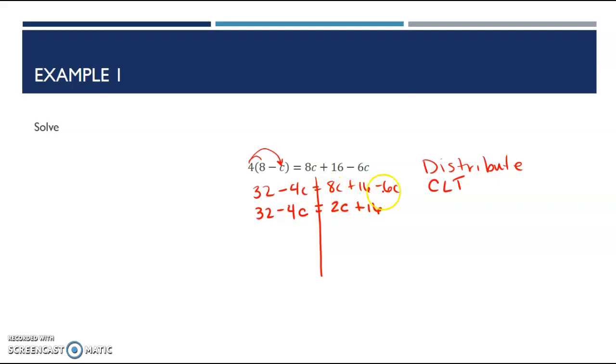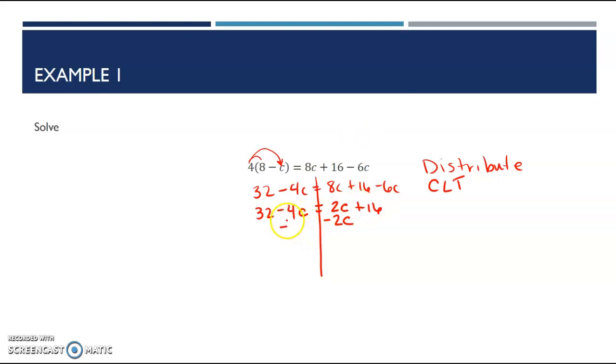So again, because they are on the same side of the equal sign, we just follow the sign or the operation and go from there. So this was 8c minus 6c, which gives us 2c. From here, now we've got the variables on each side of the equal sign. So I'm going to zero out the 2c on the right.